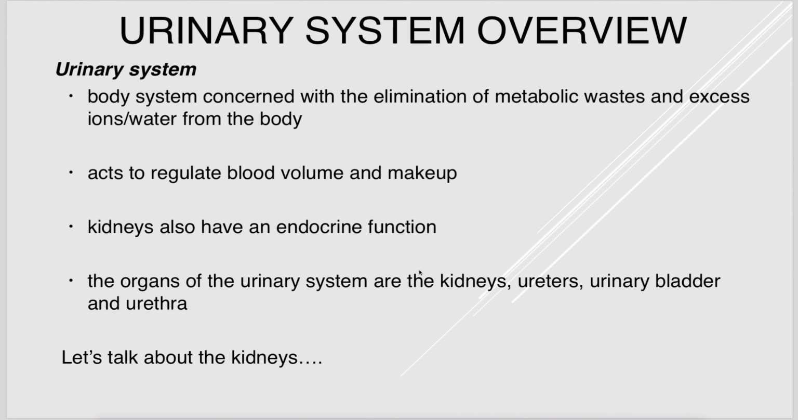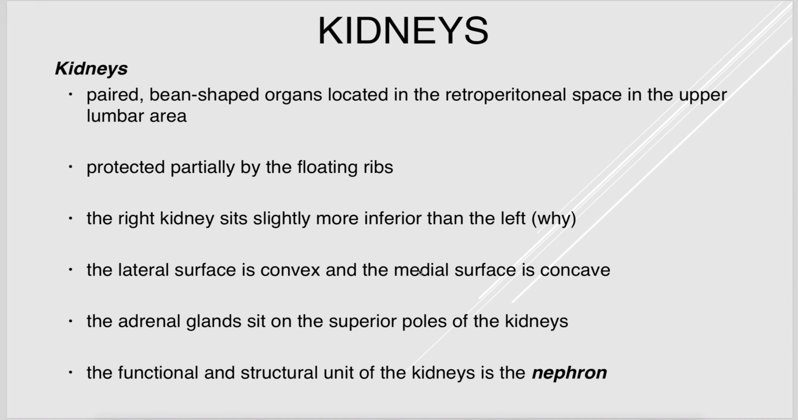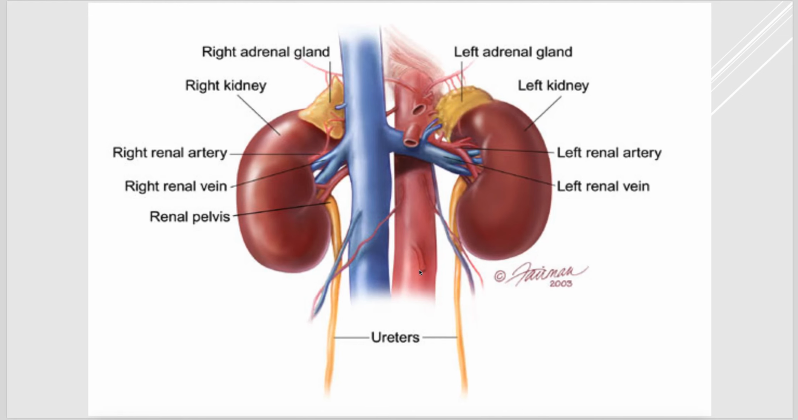Okay, then we talked about the urinary system, which its main job is to eliminate wastes, regulate pH, regulate blood pressure, and obviously it has endocrine functions as well. So the kidneys, we'll just go to the picture. So here are the kidneys. They're paired organs. The right one sits lower than the left one because the liver pushes it down.